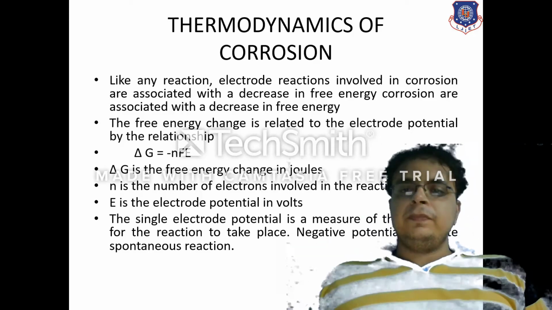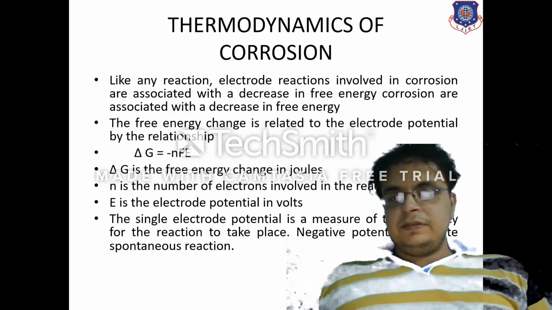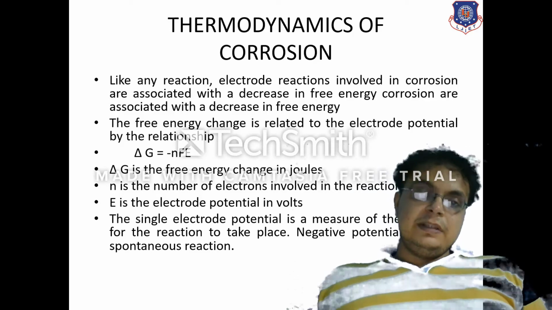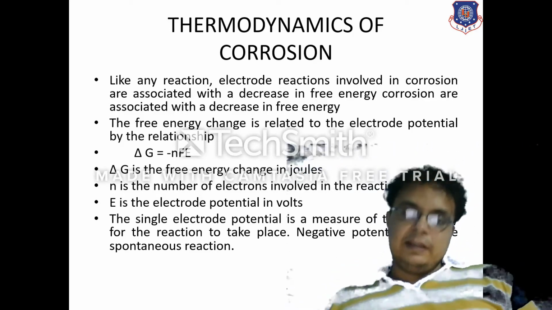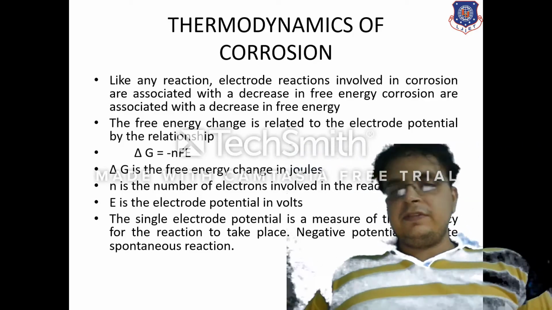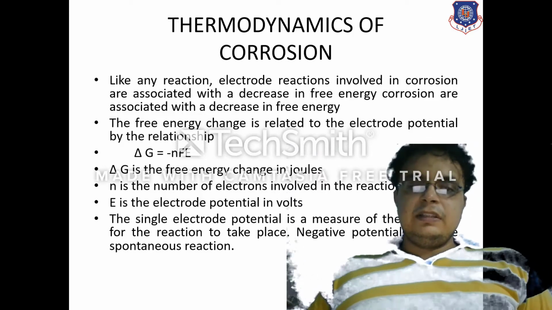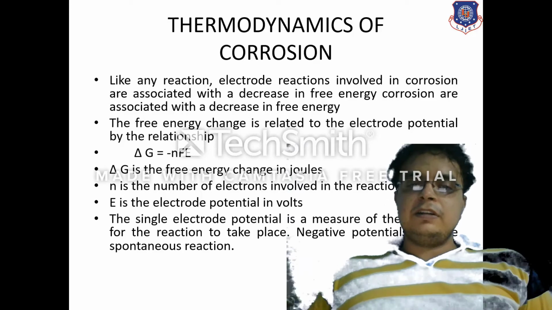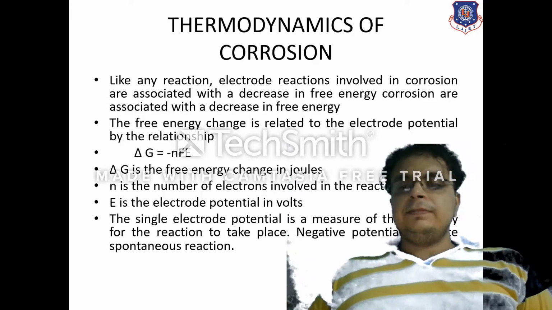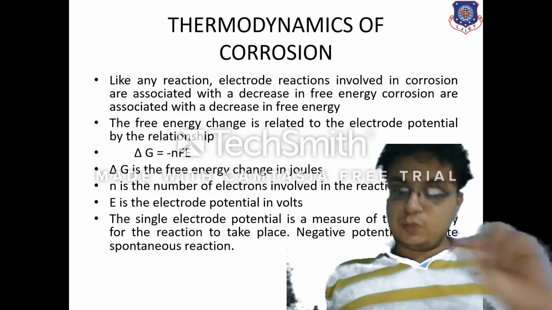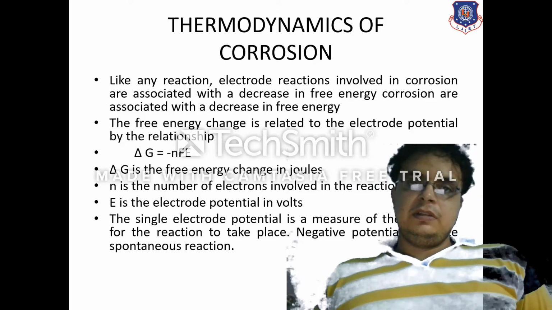We have the equation of the free energy, that is, how the change in free energy is related to the electrode potential. That is, delta G is equal to minus nFE, where delta G is the free energy change, n is the number of electrons, and E is the electrode potential. The single electrode potential is a measure of the tendency for the reduction to take place. Negative potential indicates spontaneous reactions.